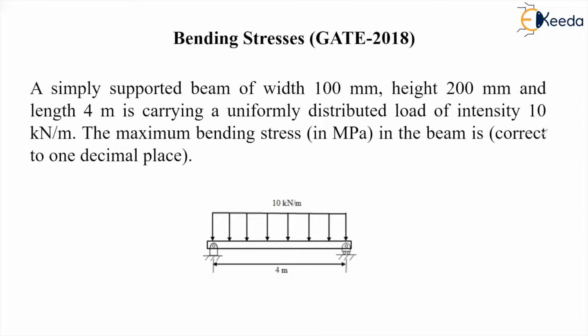A simply supported beam of width 100 mm, height 200 mm and length 4 meter is carrying a UDL of intensity 10 kN per meter. We have to find the maximum bending stress in the beam.